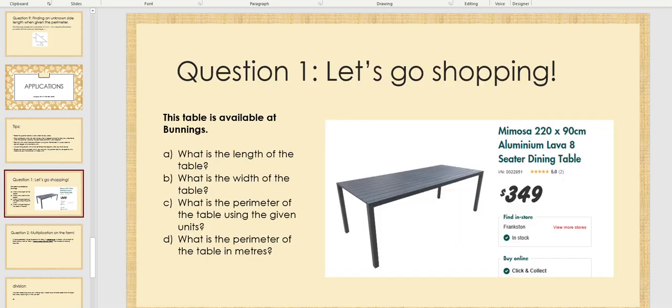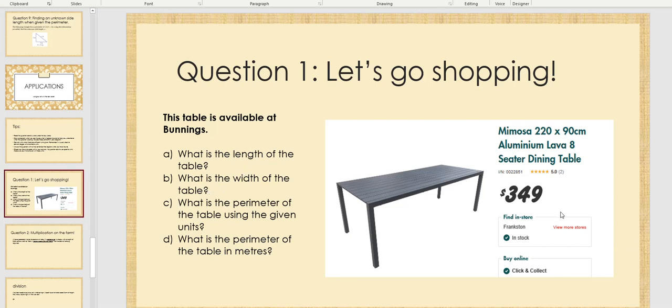Okay, let's go shopping. So I went online to the Bunnings website and I saw this table that I could use outside. So this table is available at Bunnings. A asks us, what is the length of the table? And B, what is the width of the table?